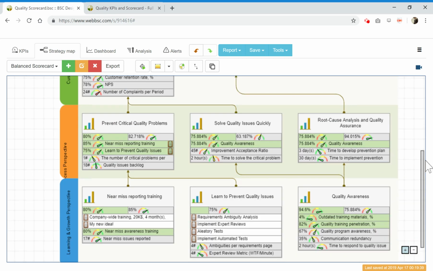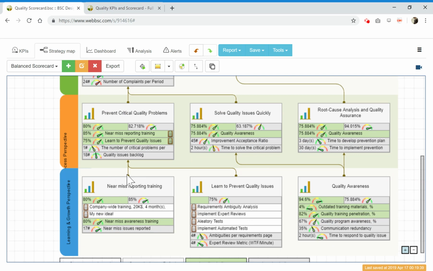Okay, I think it makes sense. So the main part here is to implement this near-miss reporting. That will lead to preventing quality problems. This is actually one way this goal is contributing here. But I also see that here is another goal that is contributing to the prevent critical quality problems goal. What is this goal? This goal is to learn to prevent quality issues. Again, what it is all about.